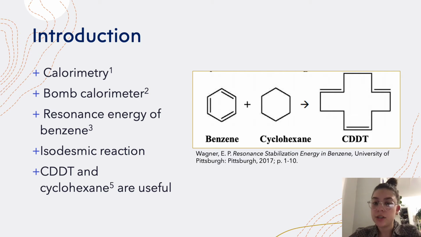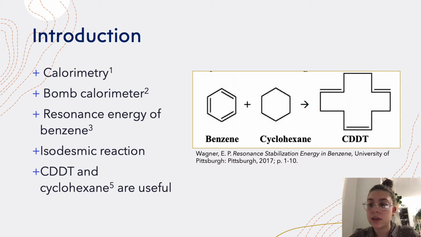The resonance energy is a measure of the stability created by the conjugated system with respect to the isolated double bonds. More specifically, I measured the heat evolved during the combustion of an organic compound in the presence of excess oxygen under constant volume conditions. In this specific experiment, I used the isodesmic reaction of benzene, pictured here, cyclohexane, and CDDT, because there's an equivalent sum of number and types of bonds.